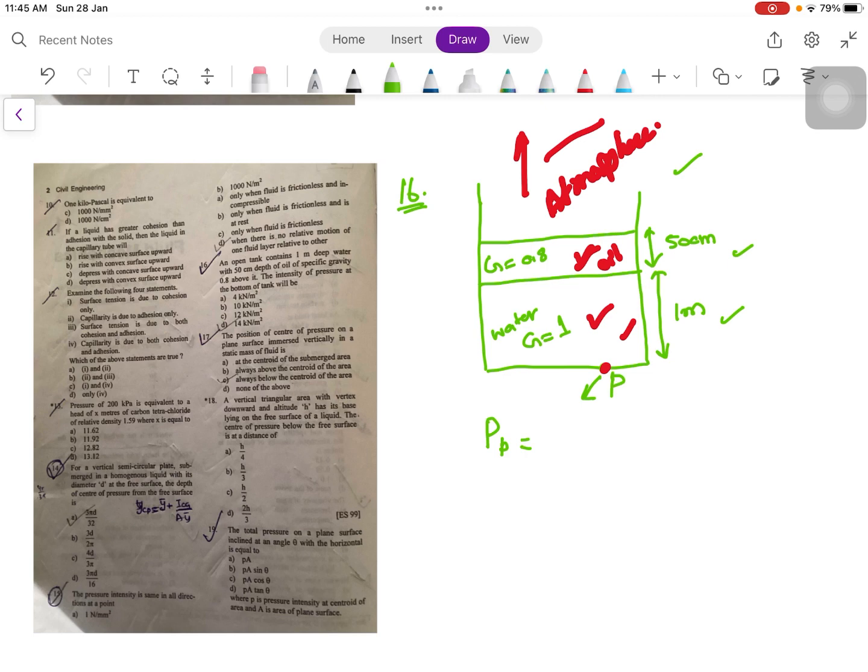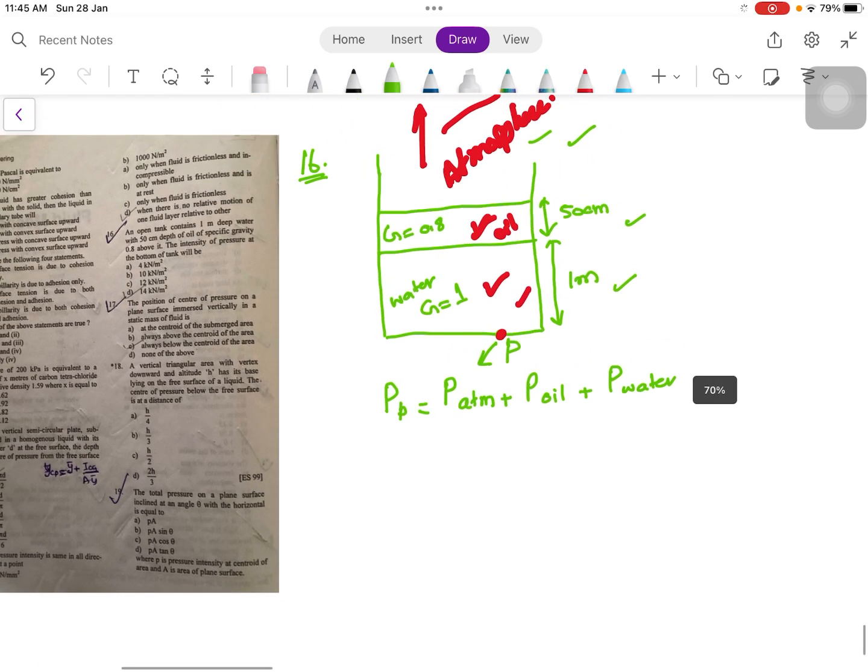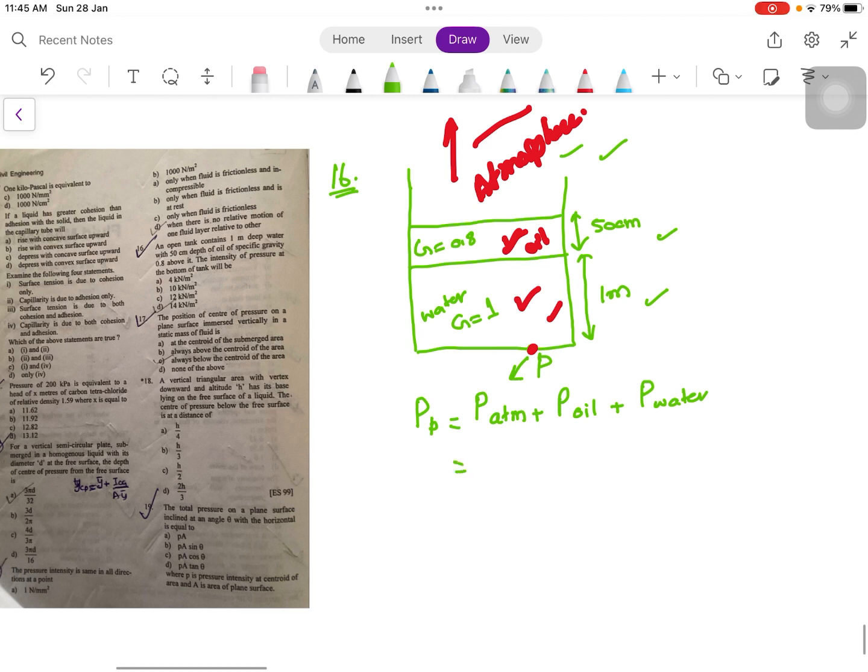So let us start from the first layer. So the pressure at the point P will be equal to the pressure due to the atmosphere, then the pressure due to the layer of oil, and then the pressure due to the layer of water above this point. Okay, since nothing is being said about the layer of atmosphere, we can safely assume the pressure due to atmosphere as 0.